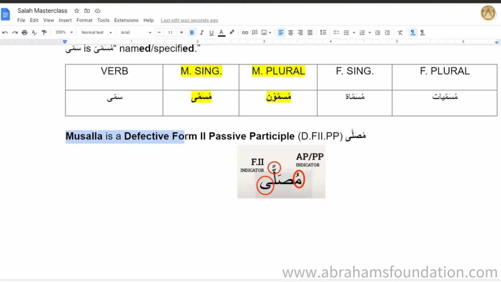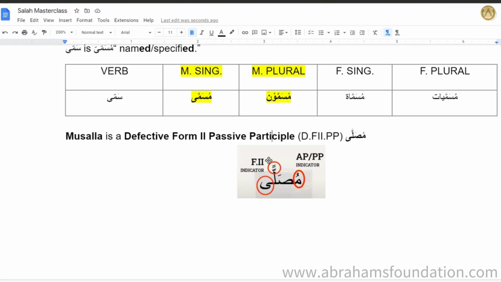Muṣalla is a defective form 2 passive participle. So DF2 PP, passive participle. Now look, here you see the Muṣalla, right? See here the mu? This is telling us right away that this is either an active participle or passive participle. It's the same thing. It's just whether it is present or past. We're going to find out. It's either one or the other. Which one is it? Then we move on.